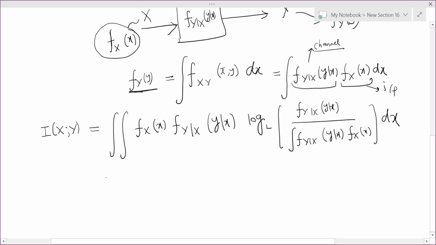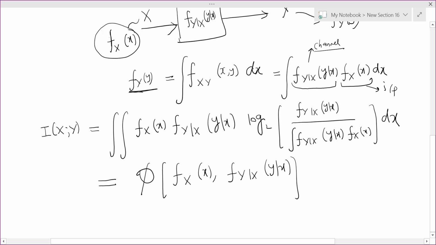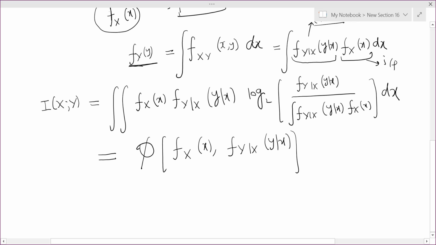Now if we see this thing, it appears that mutual information is some function of two quantities. One is f_X(x), the other is f_{Y|X}(y given x). Out of these two quantities, Shannon gave a remarkable result: mutual information is related to the rate at which we can transmit information over the channel. And all of us want maximum data rates.